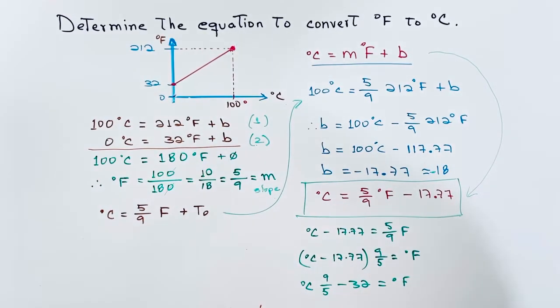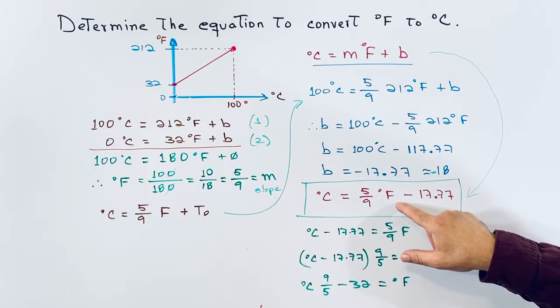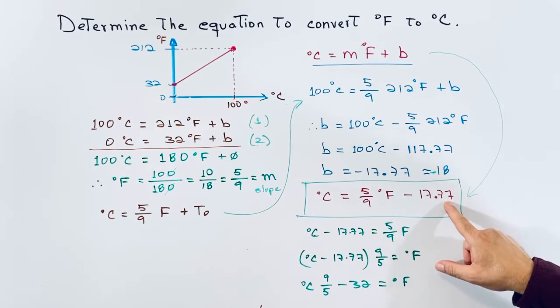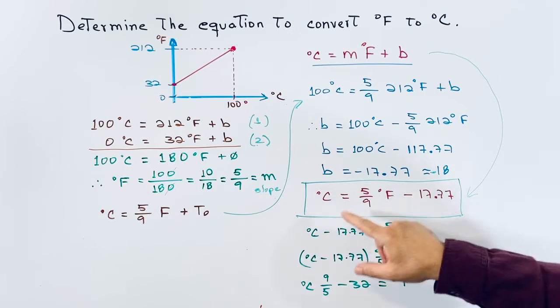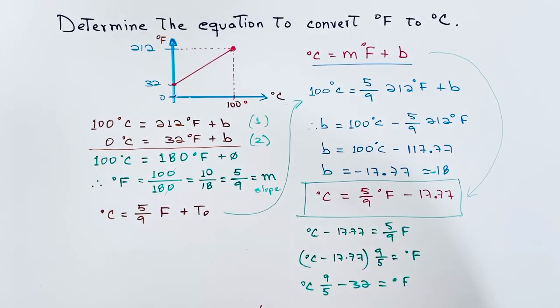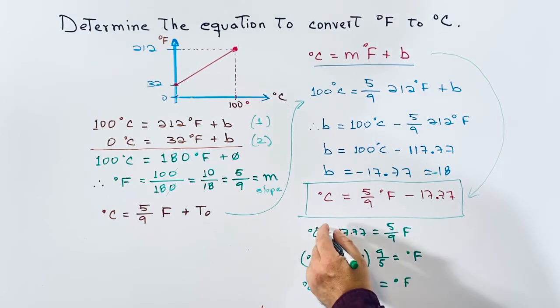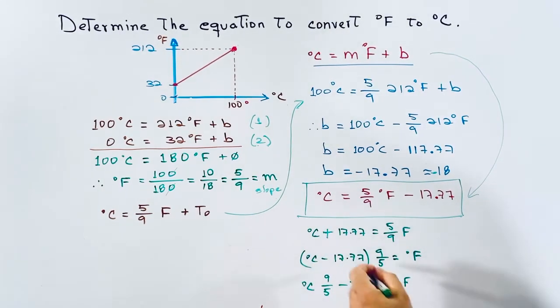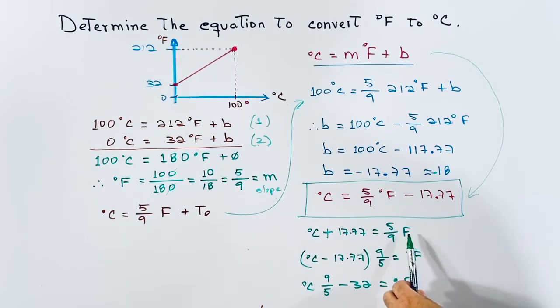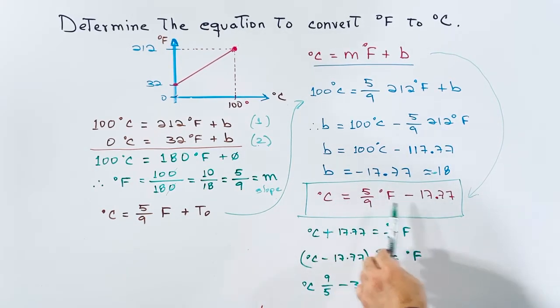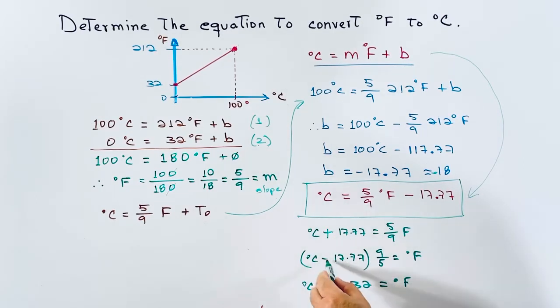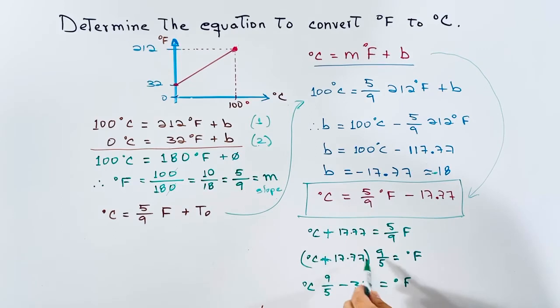Now to solve for Fahrenheit degrees, we can solve for F. So we can pass this term to the other side of the equation, and it is going to be adding. Fahrenheit, we leave it here, and this one goes to the other side of the equation, adding, and we get C plus 17.77, and we get Fahrenheit is equal to centigrade degrees over 5/9 plus 32.